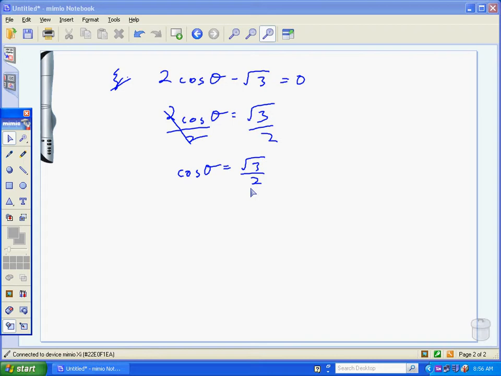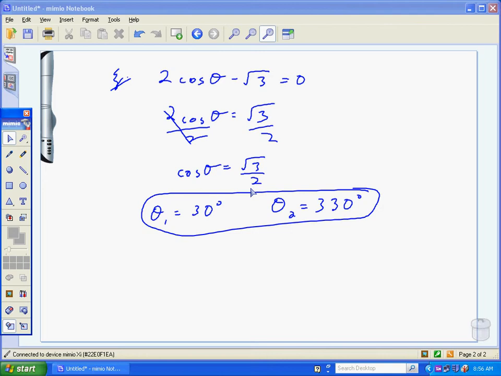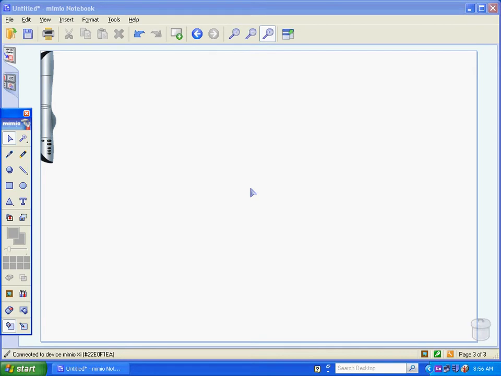So what are our answers for theta? 30, yeah. And theta 2 is 330 degrees. Perfect. And I mean, if you wanted to square off your answers, you can. Okay? So we'll do one where we gotta factor it now.